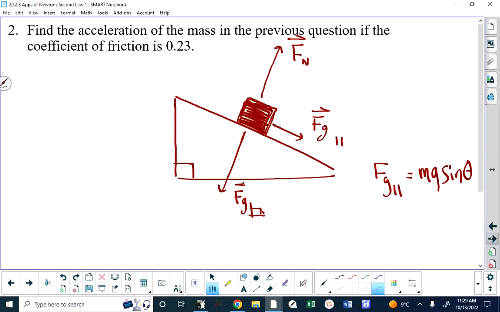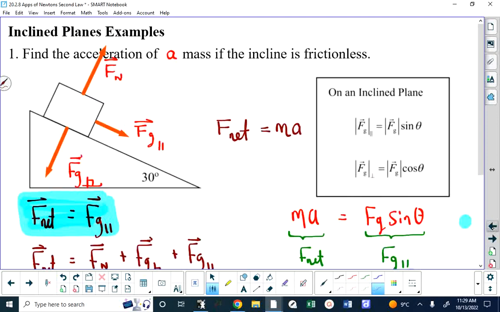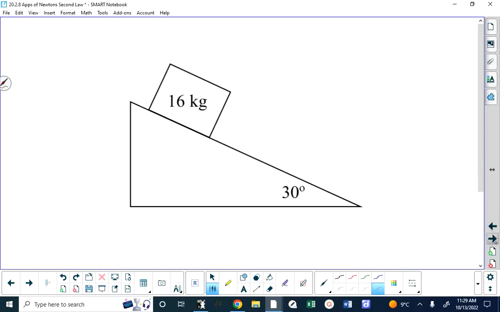Didn't we find this already? We found this in the previous question, didn't we? Because it was the exact same scenario. Well, actually, I guess we never really did calculate it, did we? Some of you might have. So let's calculate it here.